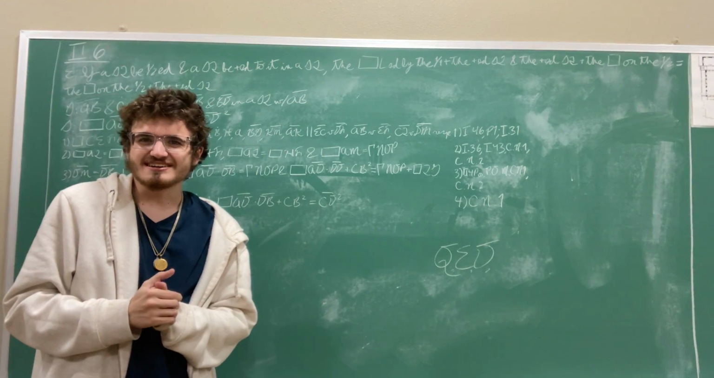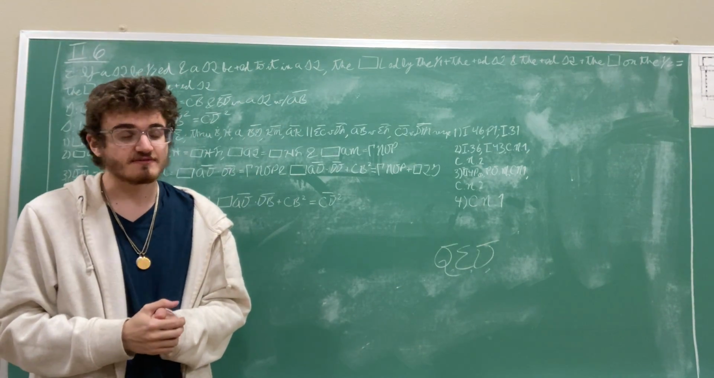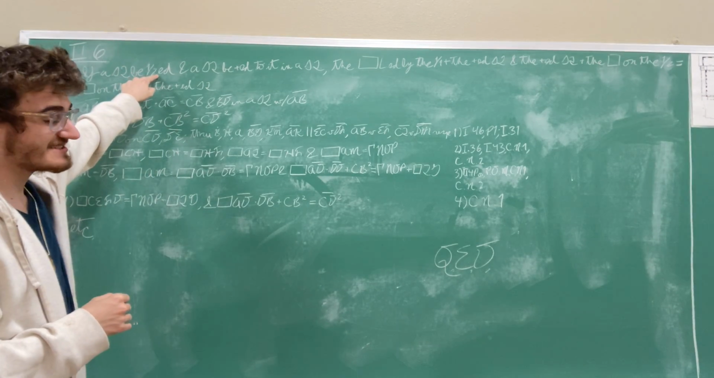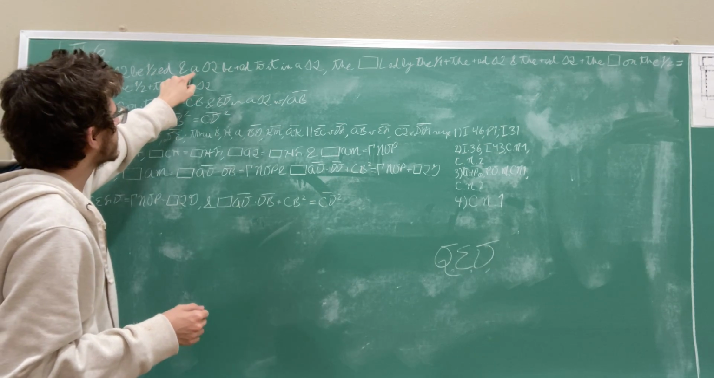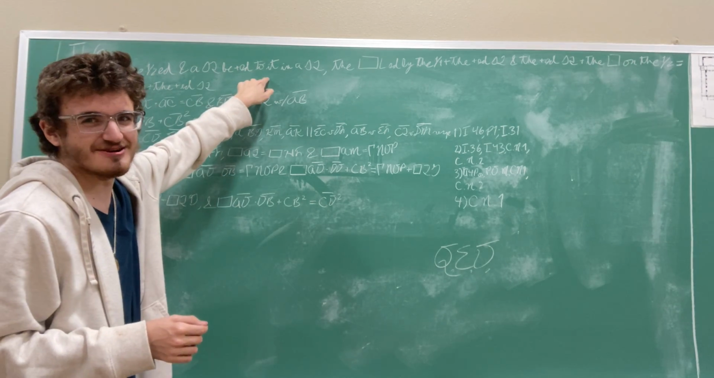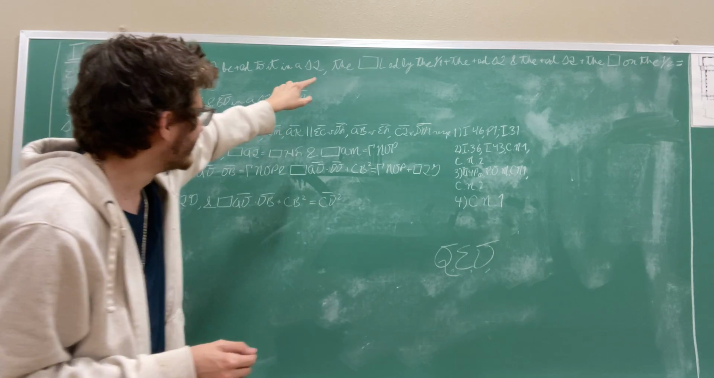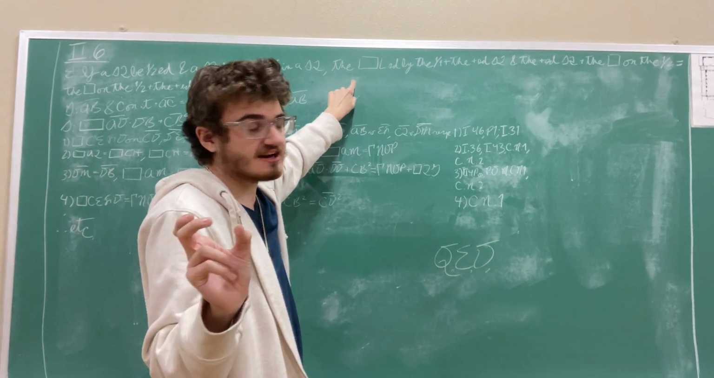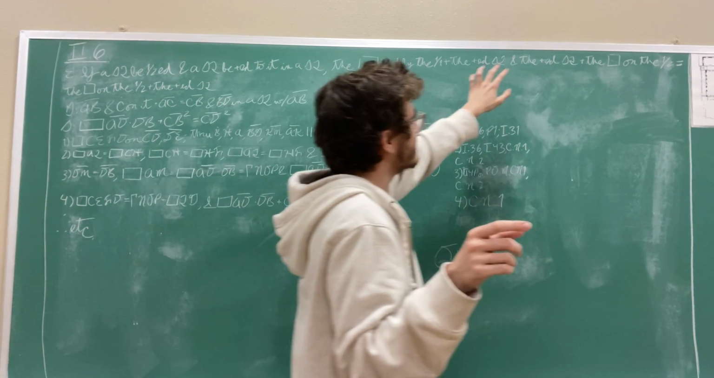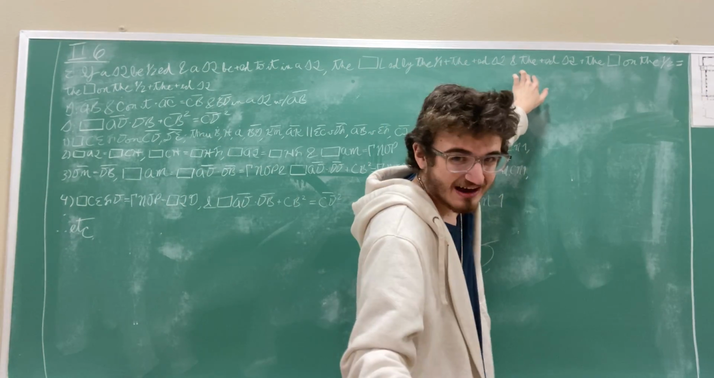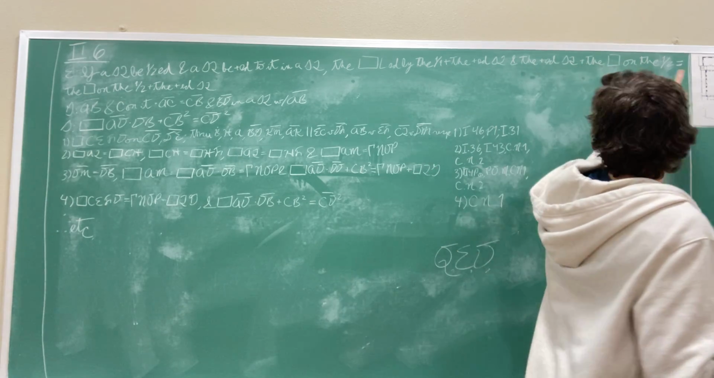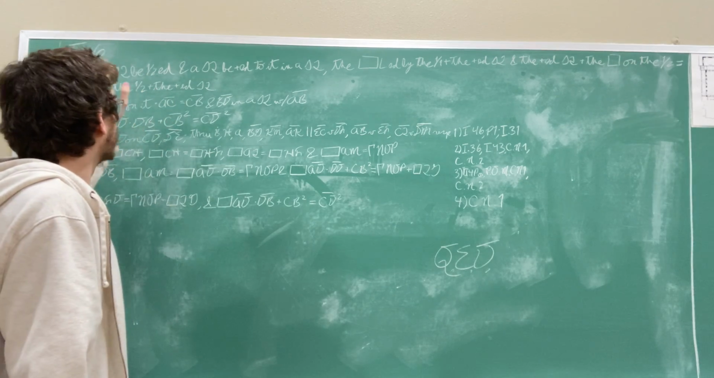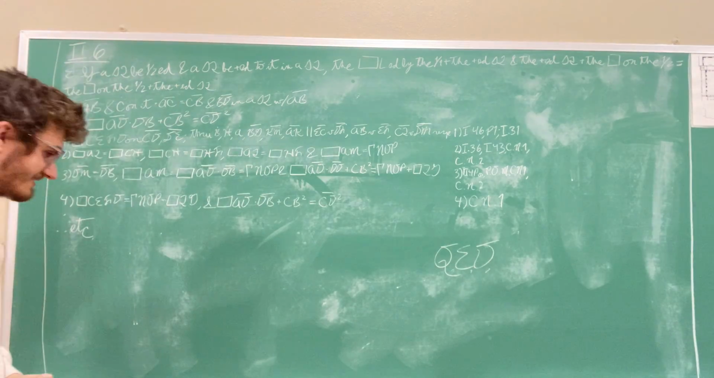Hello, this will be a demonstration of Proposition 6 from Book 2 of Euclid's Elements, which states that if a straight line be bisected, that is cut in half, and a straight line be added to it in a straight line, the rectangle contained by the whole plus the added straight line and the added straight line, plus the square on the half, will equal the square on the half plus the added straight line.